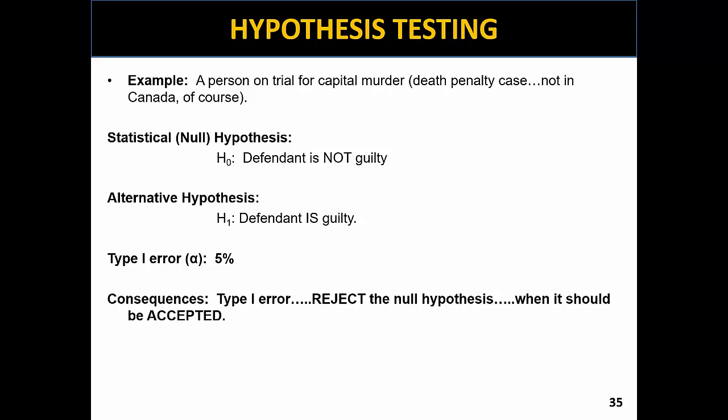However, if we commit an error in that conclusion, we are stating that the defendant is guilty because we rejected the null when the null should be accepted. So we're saying the defendant is guilty when in reality they are not guilty. And that has very significant complications, because if a defendant is found guilty, but in reality they are not guilty, the consequence is that the person will be subject to the death penalty.